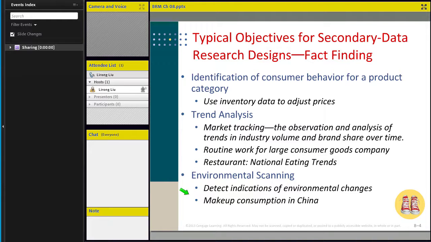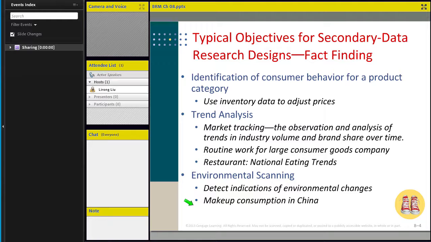And lastly, secondary data can be useful to do environmental scanning. That is, the environment of the business changes all the time. Again, people's preferences and tastes always change. So you do want to keep an eye on any potential opportunities. And here's an example just to show you how this would work.